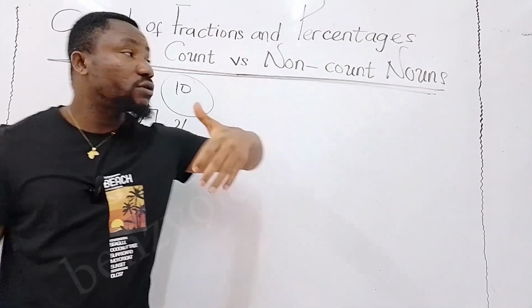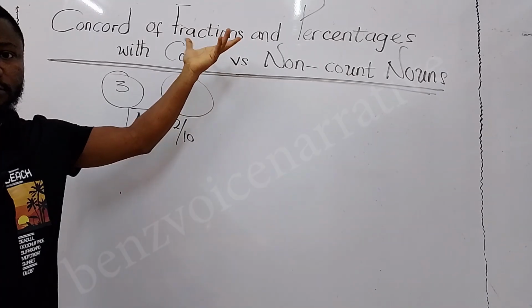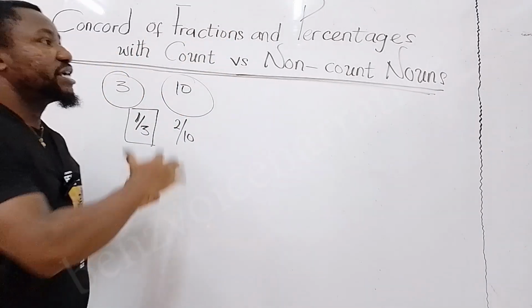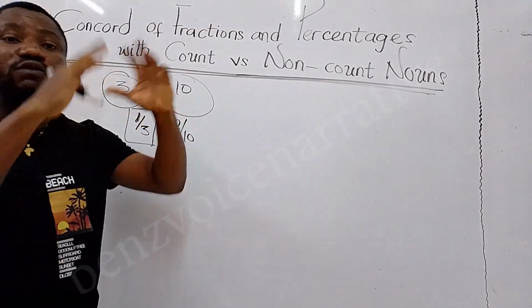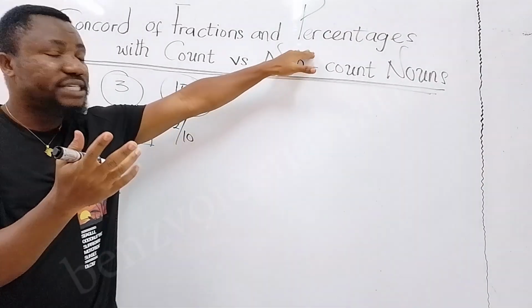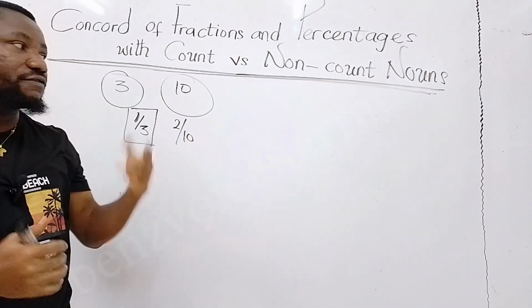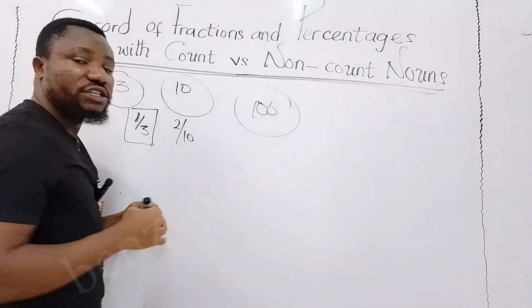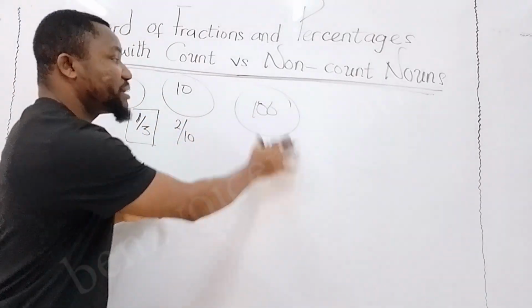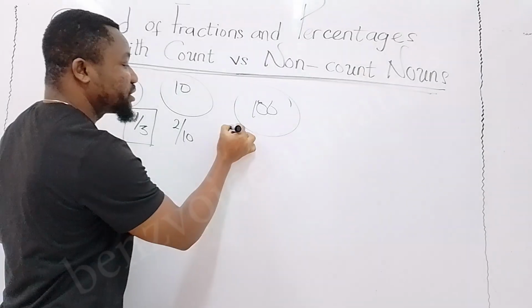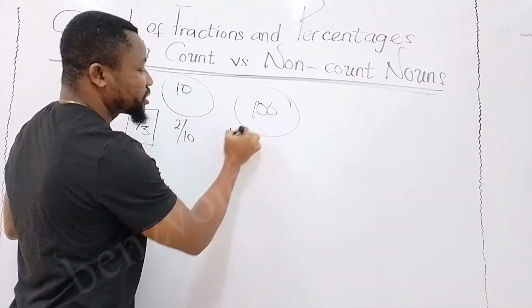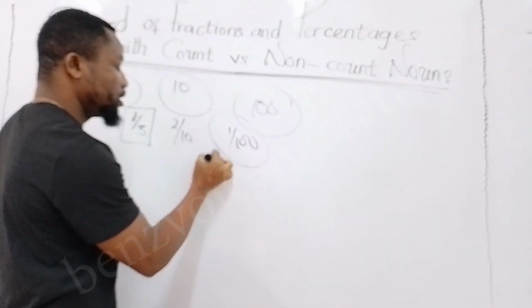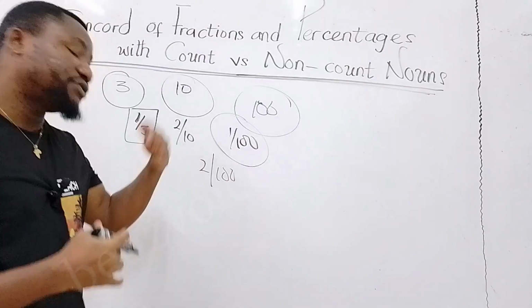Percentages are forms of fractions. But basically, a percentage is a fraction over 100. For example, you know that percentage simply stands for 100. When you say percentage or percent, you're talking about 100. And then when you have 1%, you're saying 1 over 100. 2% is 2 over 100. 3% is 3 over 100.